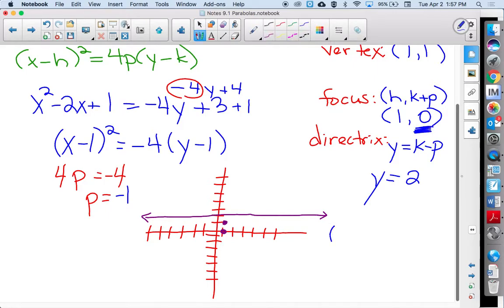So in my equation, I have x minus 1 squared equals negative 4 times 0 minus 1. So I'm using the focus, but I'm using the y this time because I need 2 x values to get the width. And the only way I can find out how wide it is is to figure out how far left and right my graph goes.